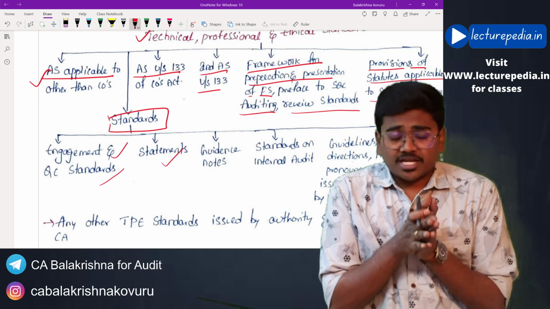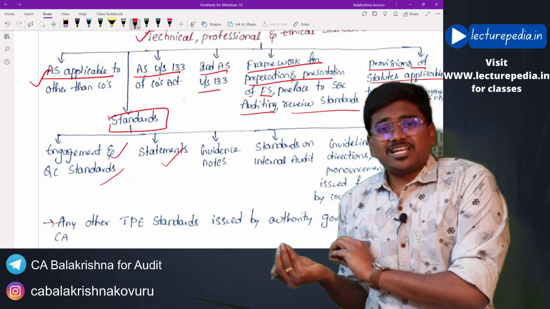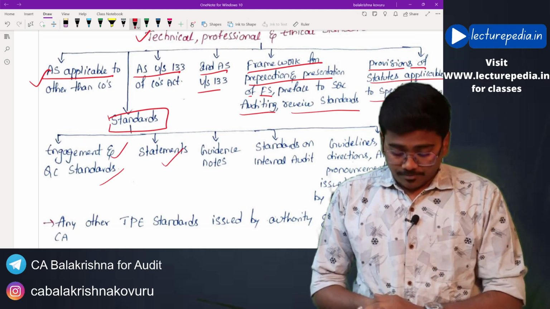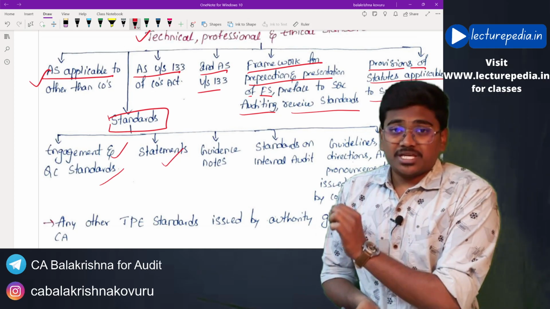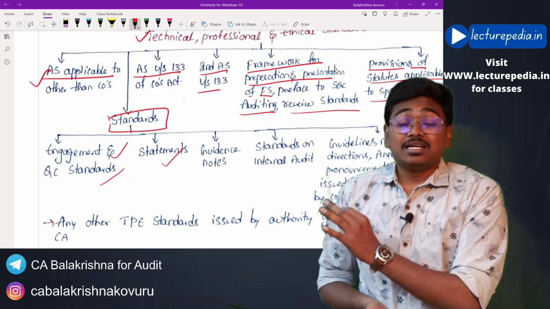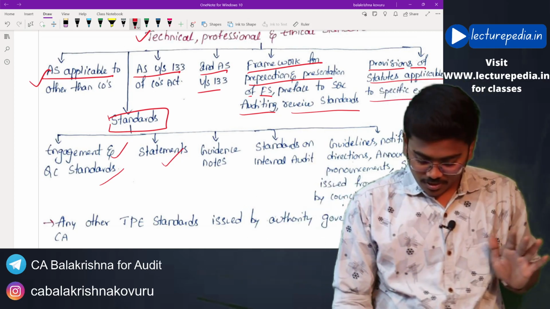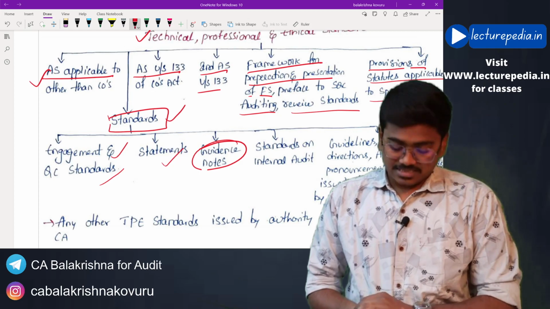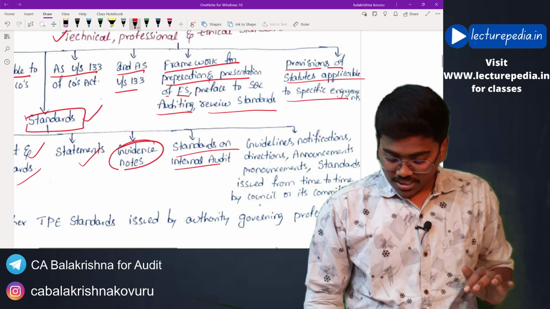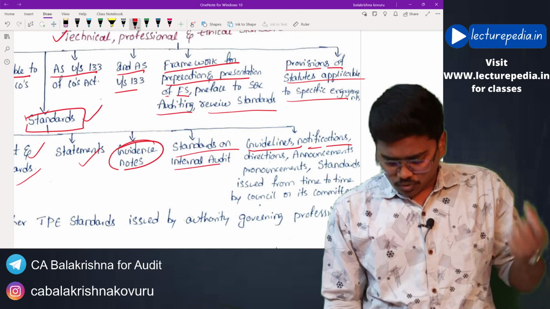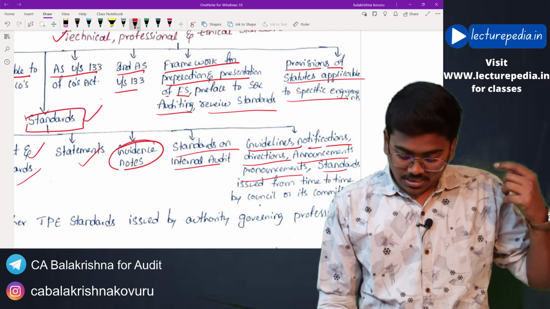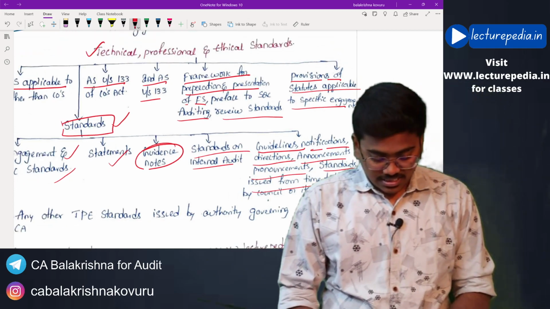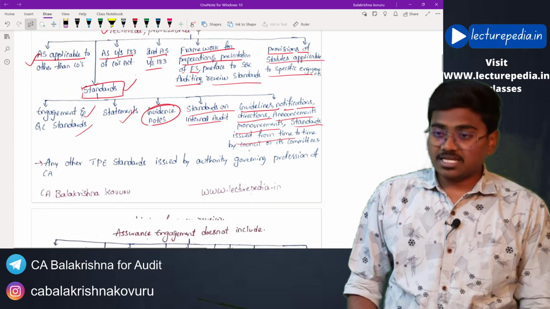Actually, earlier, before amendment, this peer review is a statement. Okay, statement on peer review. But after amendment, this peer review is not a statement. It is peer review guidelines. Okay, even guidance notes that the ICAI issues, even those will be coming under standards. And standards on internal audit and various guidelines, notifications, directions, announcements, pronouncements, standards issued from time to time by council or its committees. All these, they will be coming under technical, professional, ethical standards.